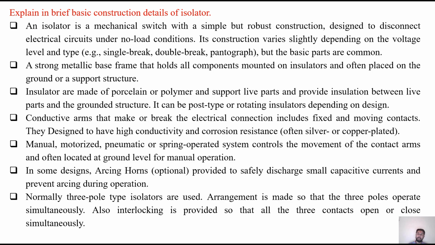Conductive arms that make or break the electrical connection include fixed and moving contacts. They are designed to have high conductivity and corrosion resistance, often made of silver or copper plated material or aluminum. Manual or motorized, pneumatic or spring operated control systems control the movement of the contact arms and are often located at ground level for manual operation. In some designs, arcing horns are provided to safely discharge small capacitive currents and prevent arcing ground during the operation.